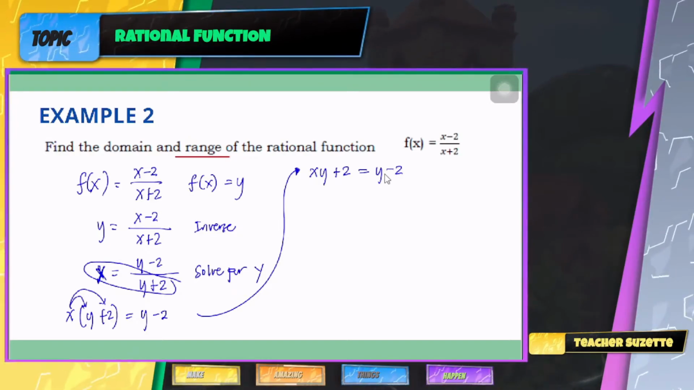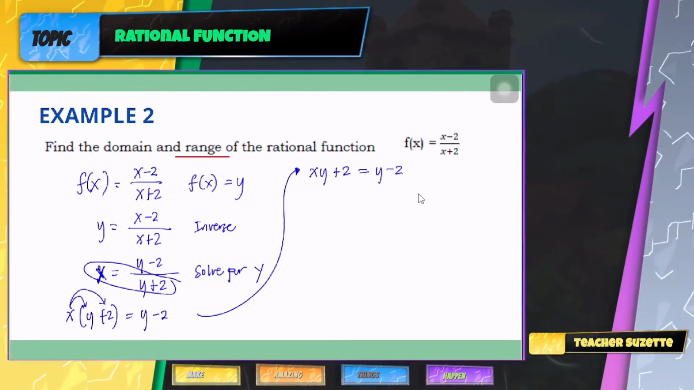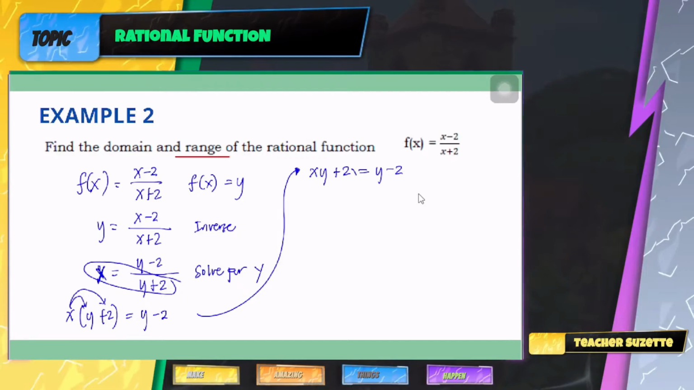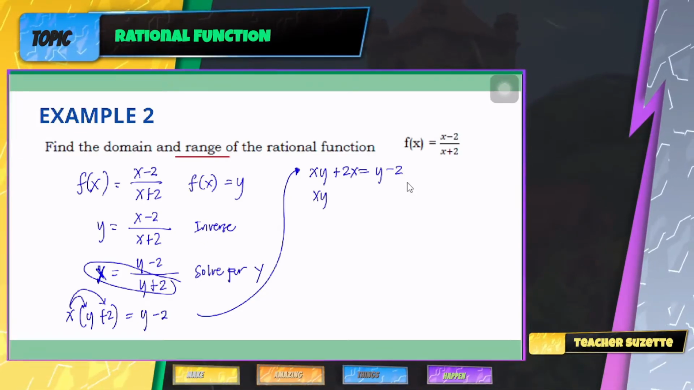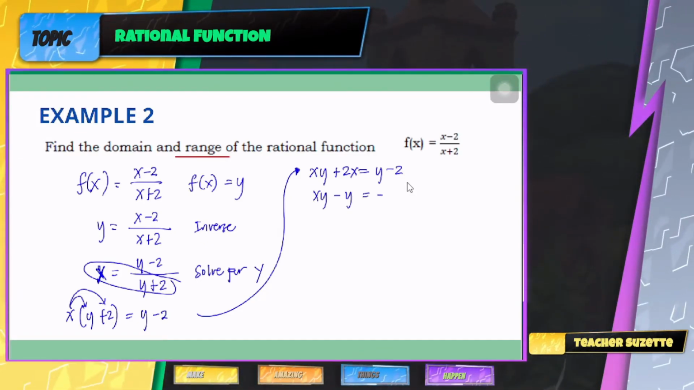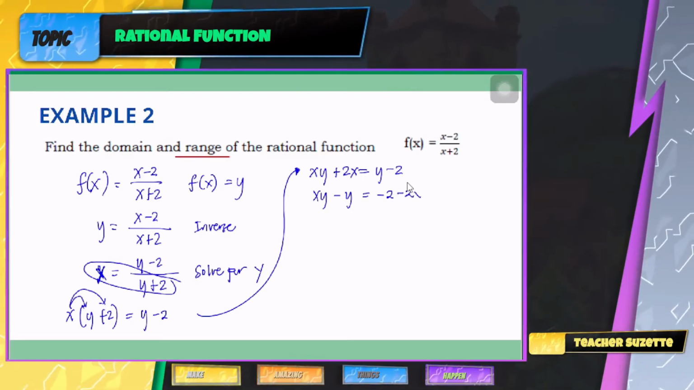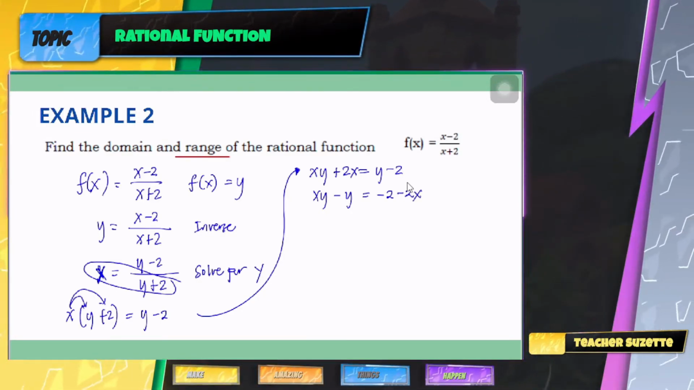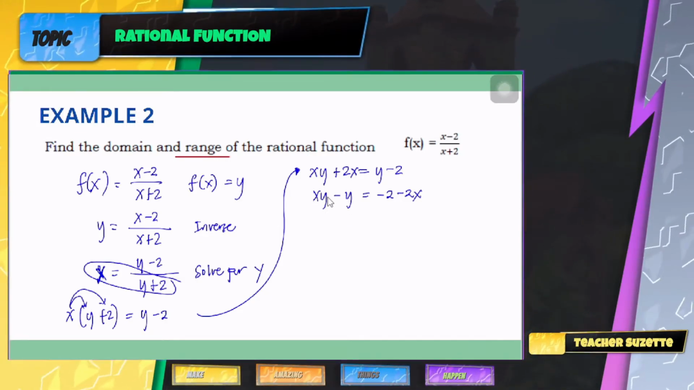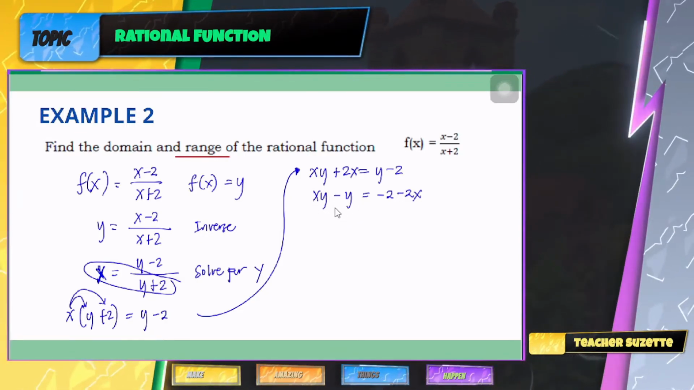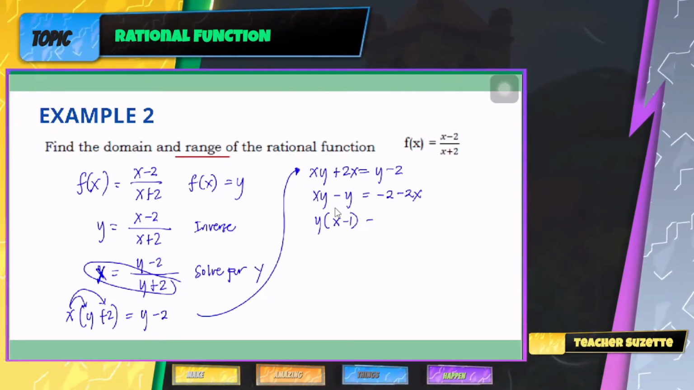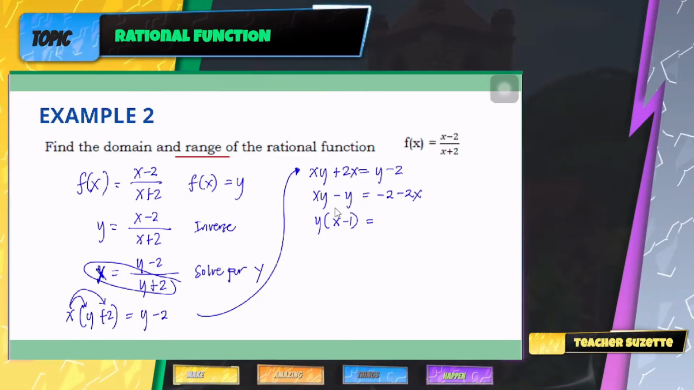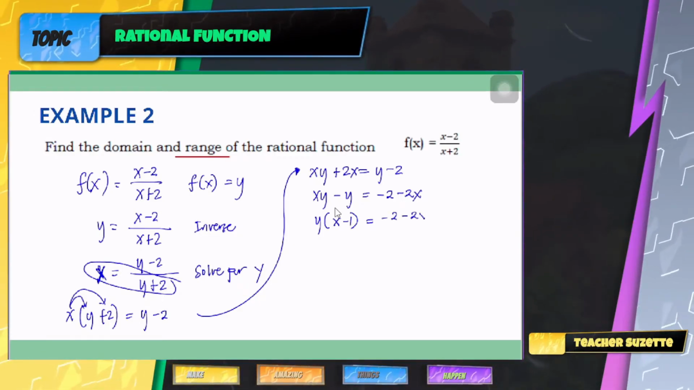So, we combine the terms that have y and move the terms without y to the other side of our equation. You will have xy minus y equal to negative 2 minus 2x. Then, you can now factor out your y on the left side. So, you will have y times x minus 1 equal to negative 2 minus 2x.